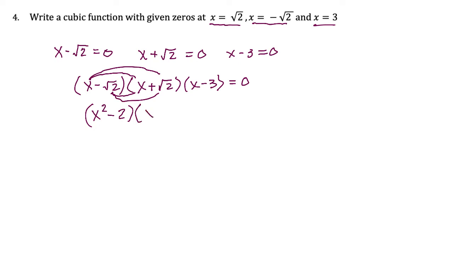And then bring down your next. So we're going to bring this down and multiply it. So now let's multiply out. We're going to get x cubed, and then minus 3x squared, minus 2x, and then plus 6. And that's going to be our cubic function that we're looking for here.